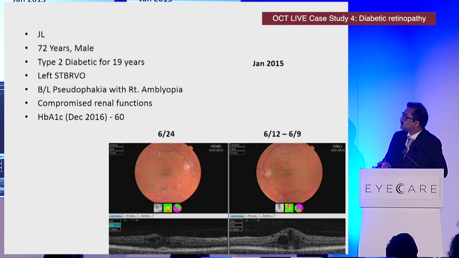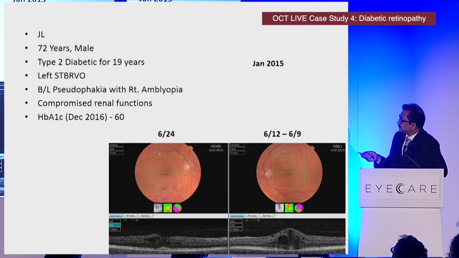So my last patient is a 72-year-old chap who has been type 2 diabetic for the past 19 years. He also developed left supratemporal branch vein occlusion. He's pseudophakic with right amblyopia. He has compromised renal function due to diabetes. His HbA1c was 60, which is not that bad, as normal is between 40 and 50.